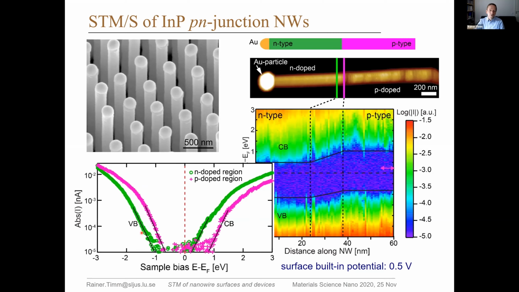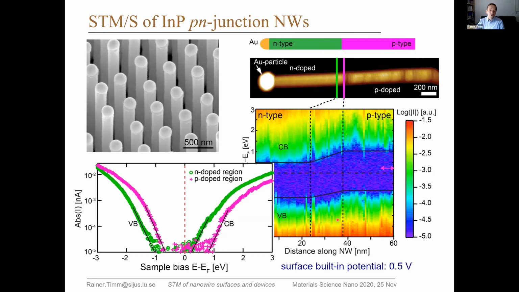in the n-doped area and the p-doped area. And the built-in potential, so the shift in energy between them, is only 0.5 electron volt. On the other hand, we know the bandgap of indium phosphide is 1.3 electron volt, and these structures work as solar cells where we get an open circuit voltage of 0.9 volts.